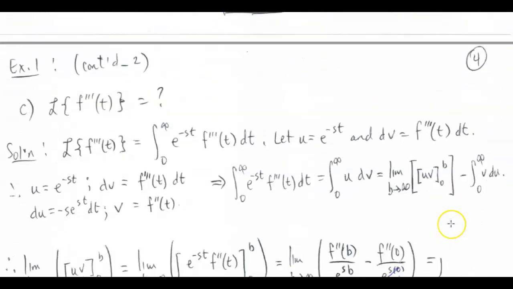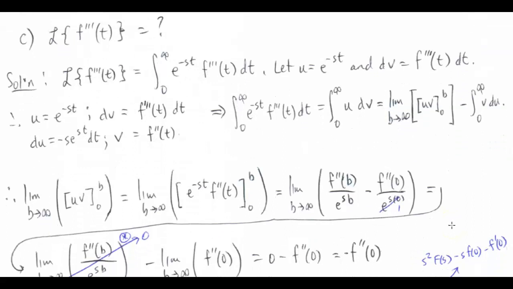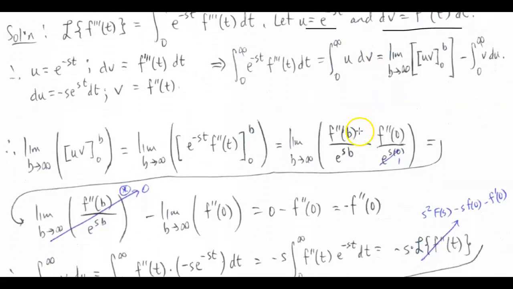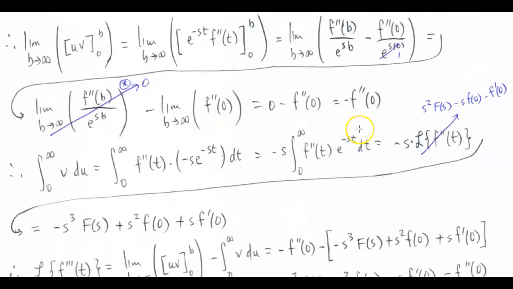So we continue on with the third and fourth derivatives. I won't go through all the details again, but pretty much follow suit with what we did. Here, let your u still be this, let your dv be the third derivative of f times dt. We do all the work again, and we'll see we're going to follow a similar pattern.